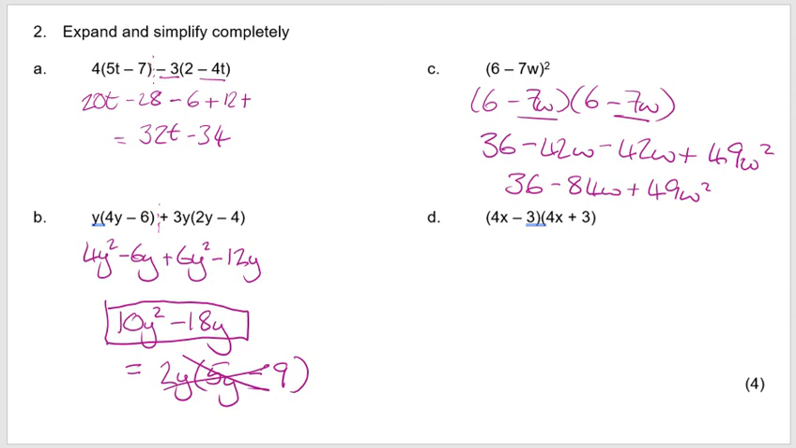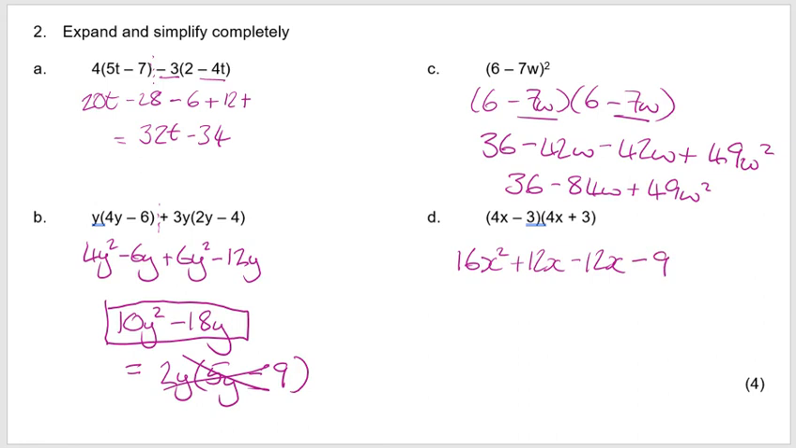You could rearrange the order if you want to be written in a usual quadratic way with the w squared leading, but it does not matter. If you were to rearrange, however, just be mindful of the sign. So the 49w squared would still be positive, the 84w would be negative, 36 being positive. Okay, D, another double bracket expansion. 4x times 4x, well, 4 times 4 gives us 16, x times x gives us x squared. 4x times positive 3, positive 12x, and negative 3 times 4x, a negative 12x, negative 3 times positive 3, negative 9.